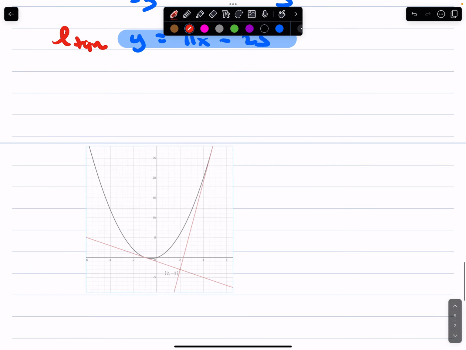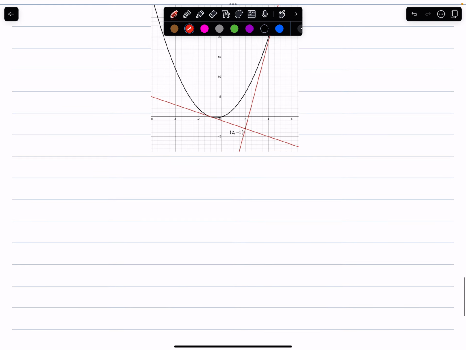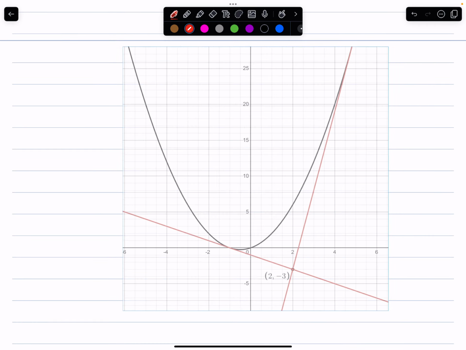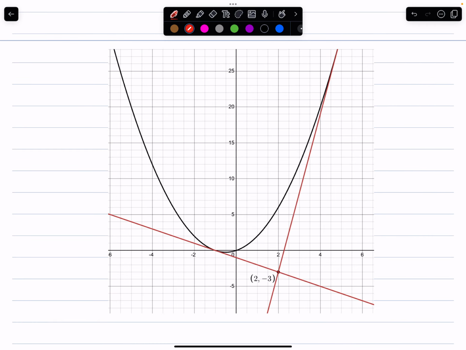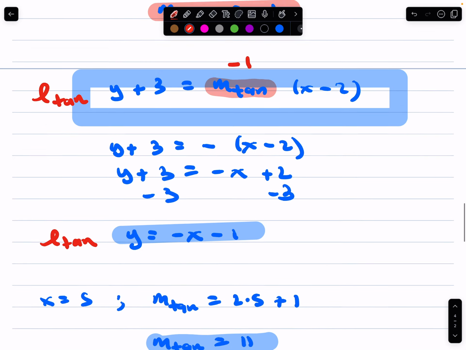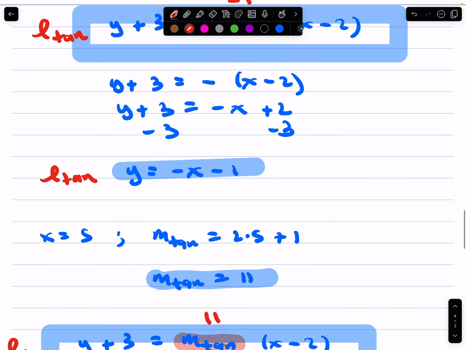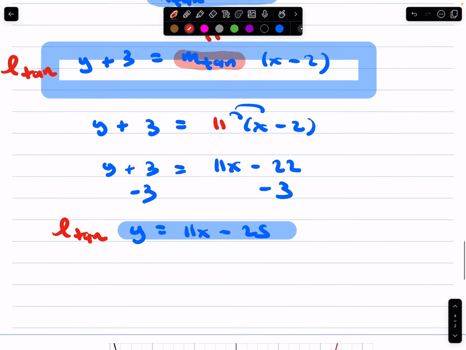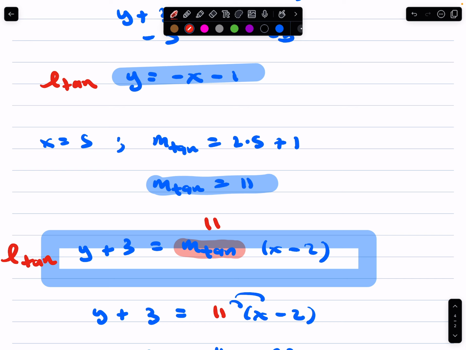So let's get this here. And you have found two equations tangent to the curve, y is x squared plus x, that pass through a point 2, -3 that is off the curve. And these are the two equations. y is 11x minus 25, and y is -x minus 1. There we go. Here's the two equations.